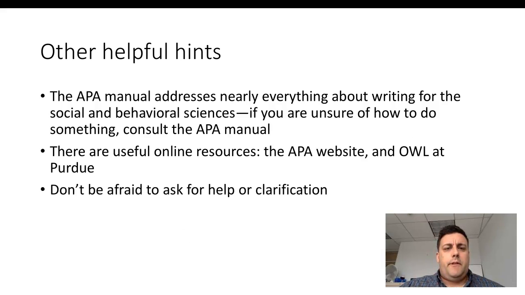A few other helpful hints. The APA manual addresses just about everything related to writing in the social and behavioral sciences. If you're unsure of how to do something, consult the APA manual. The APA manual is sort of the authority on how things are formatted and how things are structured.